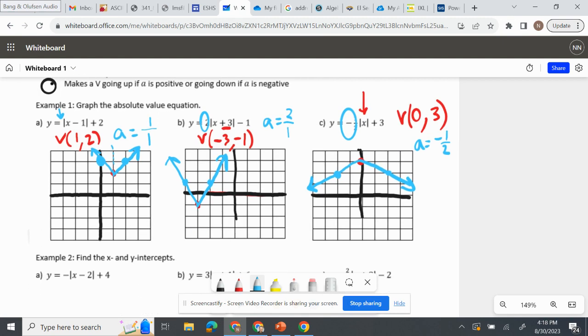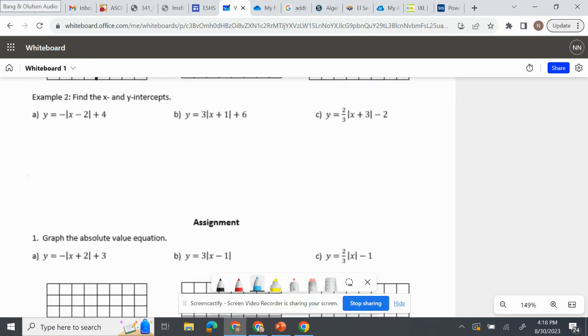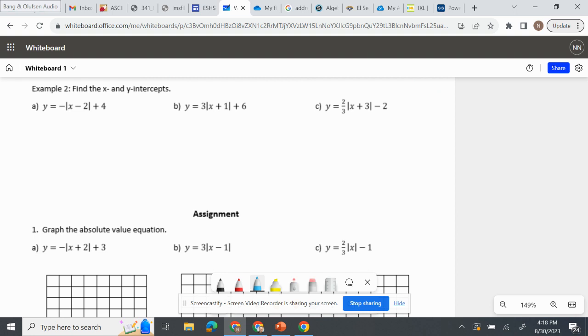Now, that's graphing. What we're going to do next is solve. So when we solve this, first we're going to solve for our x-intercepts. Whenever we're solving for our x-intercepts, we plug a 0 in for the y. So we have 0 equals negative absolute value of x minus 2, and then plus 4. Because my absolute value is negative, I'm going to move it to the other side, and I have the absolute value of x minus 2 is equal to 4.